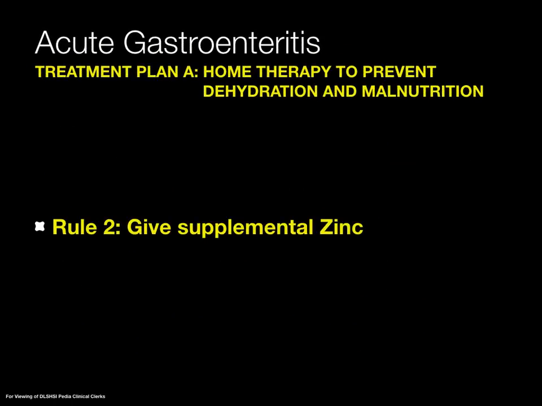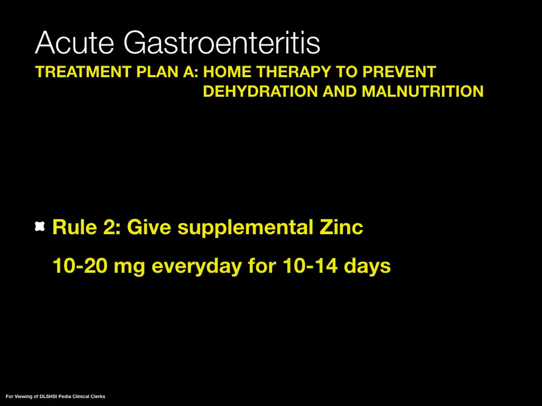The second rule is to give supplemental zinc. Give 10 to 20 milligrams every day for 10 to 14 days. Zinc is given for replacement of zinc that was lost during diarrhea. Give it immediately, and it lessens the risk of having new episodes of diarrhea in the following 2 to 3 months.